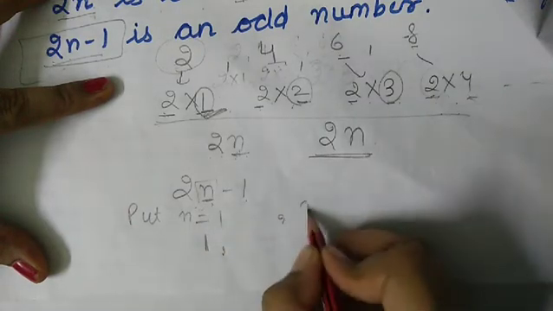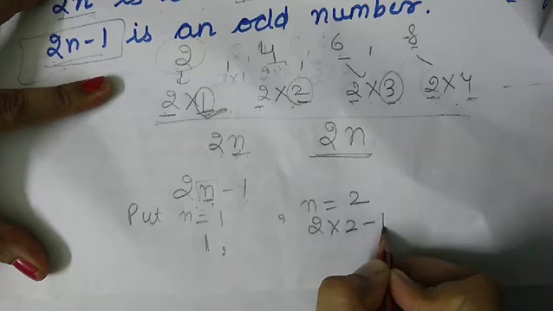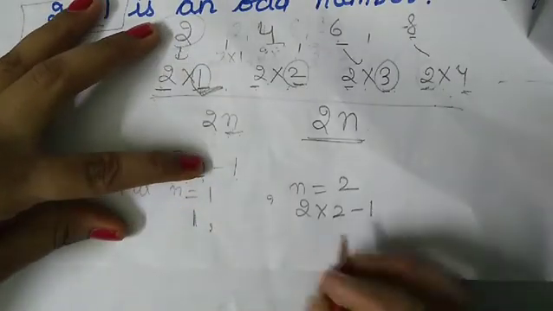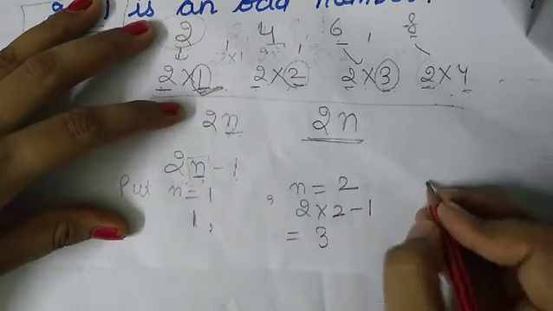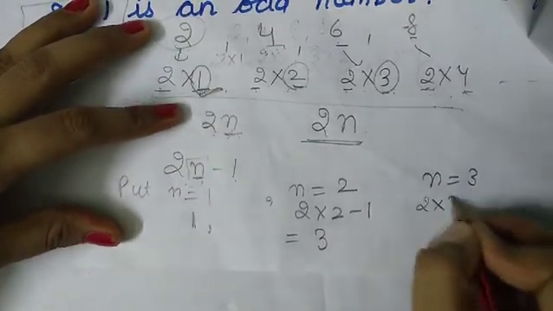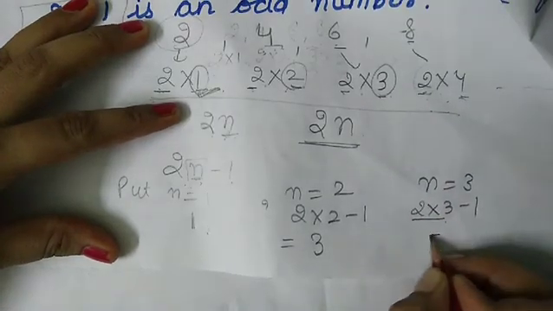Now I will put n equals 2. So it will be 2 into 2 minus 1. Using BODMAS, I will multiply first: 2 into 2 is 4, minus 1 is 3. Then I will put n equals 3. So it will be 2 into 3 minus 1, that is 6 minus 1, which is 5.